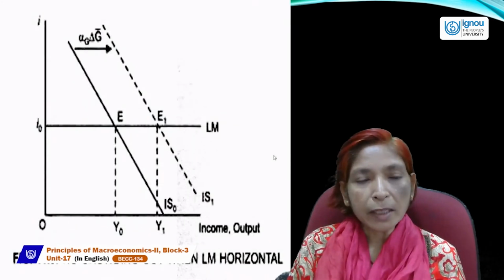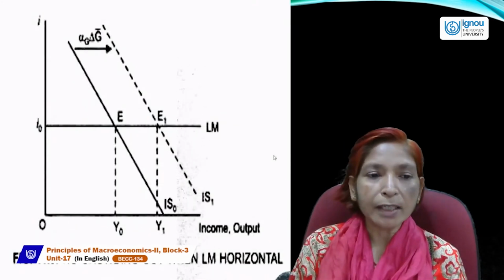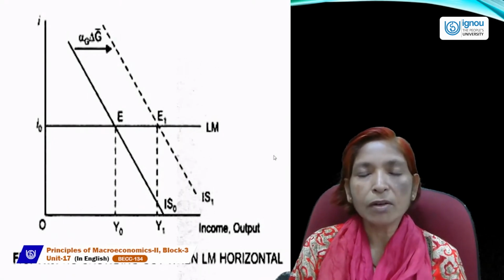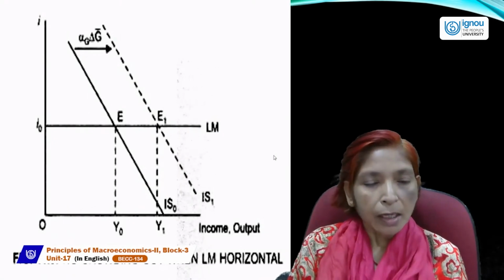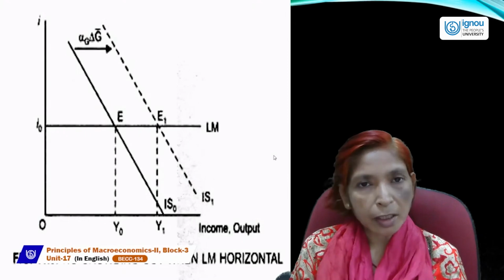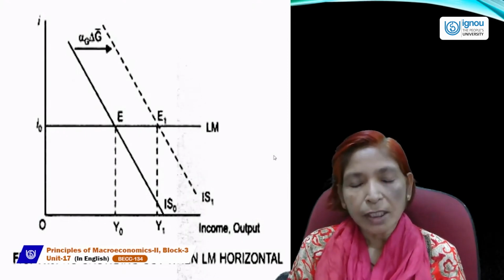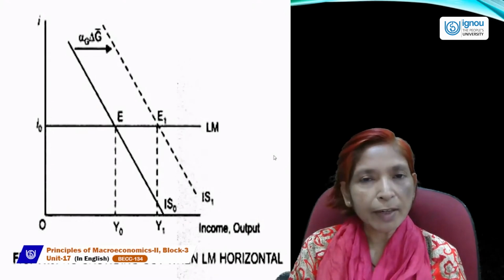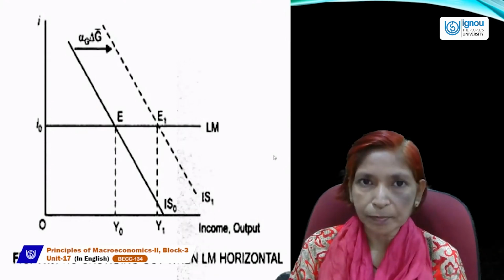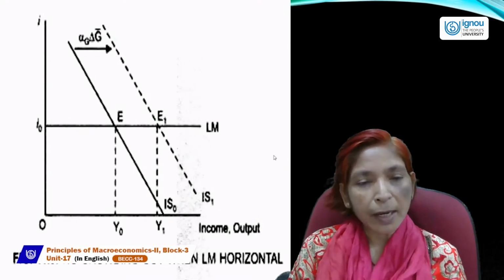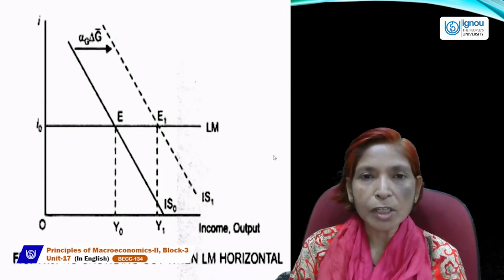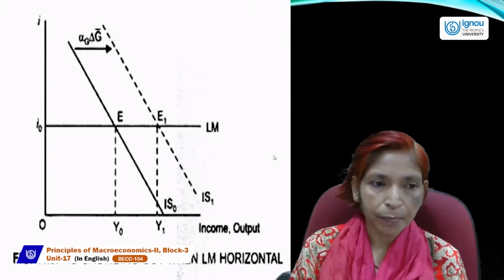Now, when is the crowding out situation partial and when is it full? Here we are drawing the LM curve as a horizontal line. A horizontal LM curve shows the liquidity trap situation. This liquidity trap situation occurs when we demand money for speculative purpose.